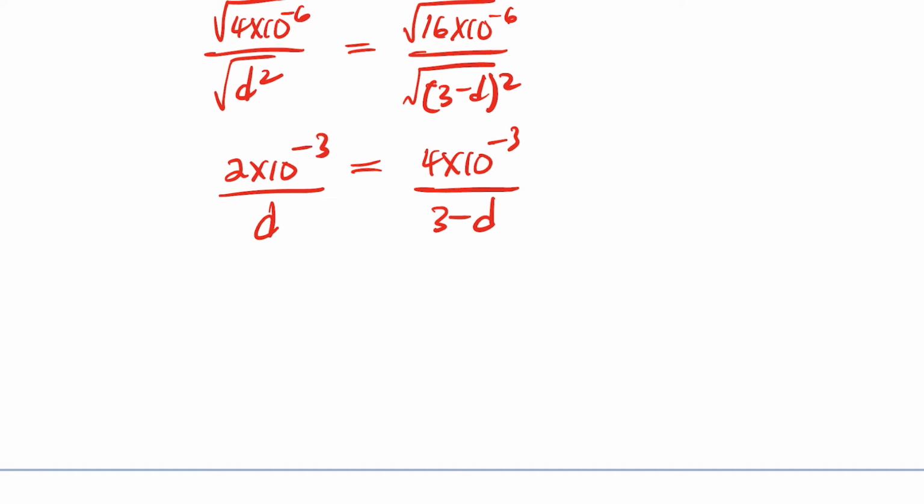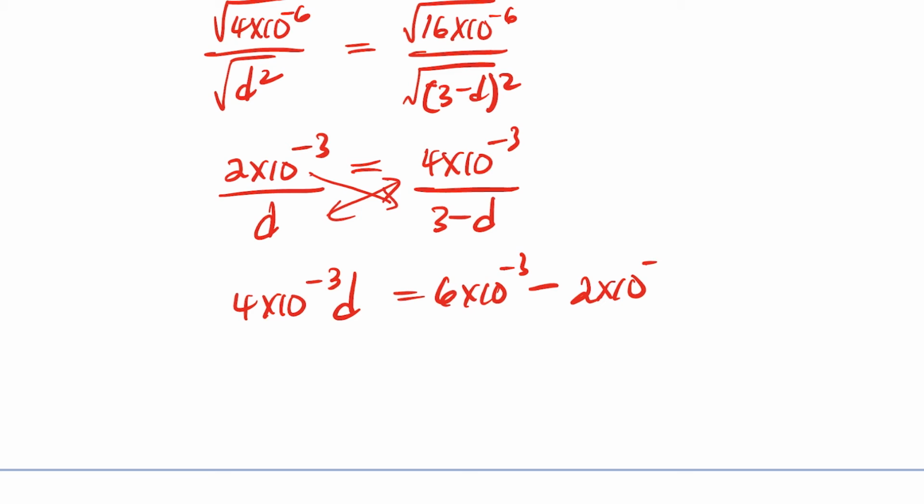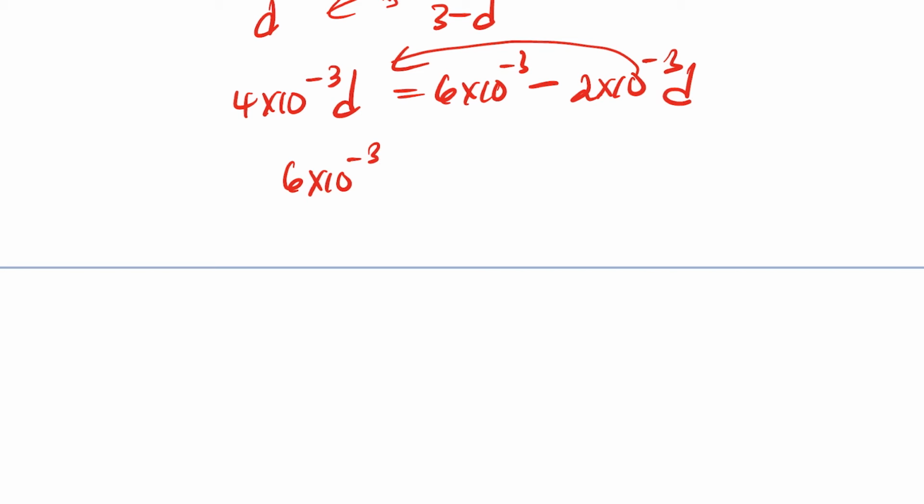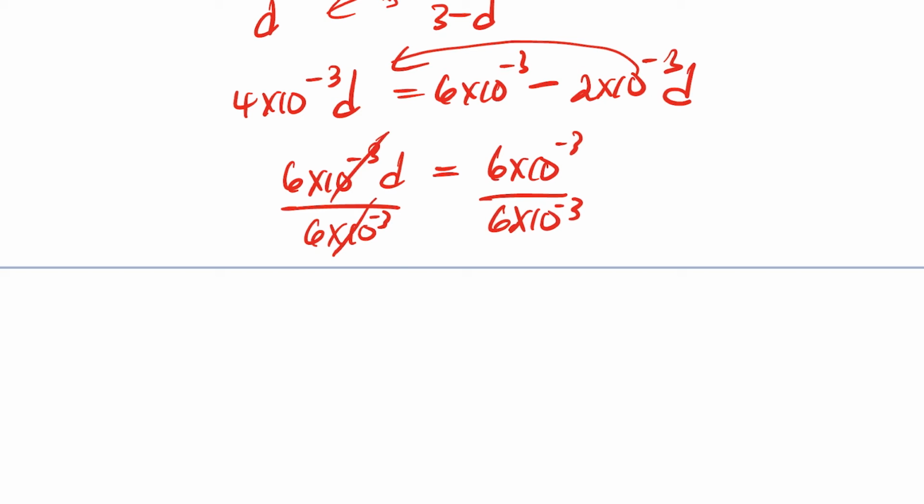So when you cross multiply, it's going to be 4 times 10 to the power negative 3 times d, this times this, and then this times this. So it's going to be 6 times 10 to the power negative 3 minus 2 times 10 to the power negative 3 d, and then I take this to this side. So it's going to be 6 times 10 to the power negative 3 d equal to 6 times 10 to the power negative 3, and then we divide by this on both sides, and then your d is equal to 1 meter.